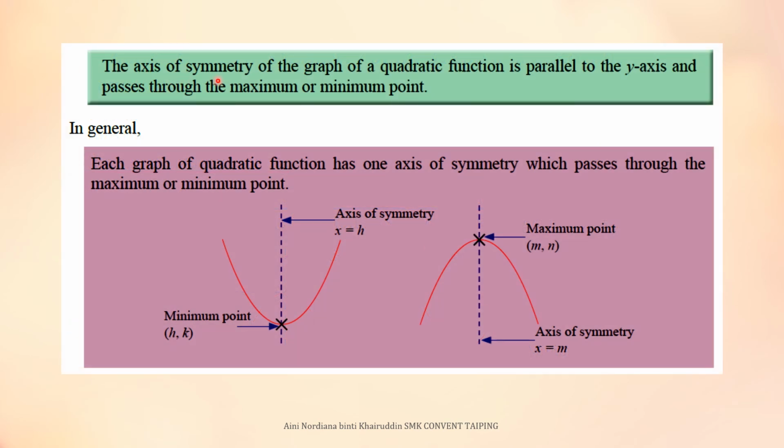The axis of symmetry of the graph of a quadratic function is parallel to the y-axis and passes through the maximum or minimum point. In general, each graph of quadratic function has one axis of symmetry which passes through the maximum or minimum point. So this is the axis of symmetry passing through minimum point. This is also an axis of symmetry passing through maximum point.